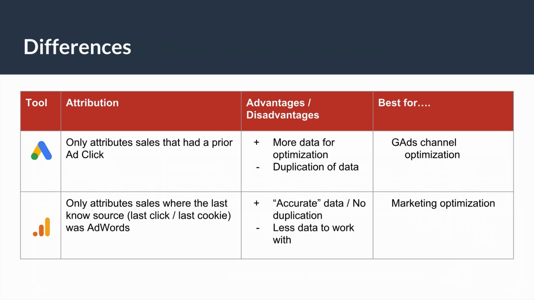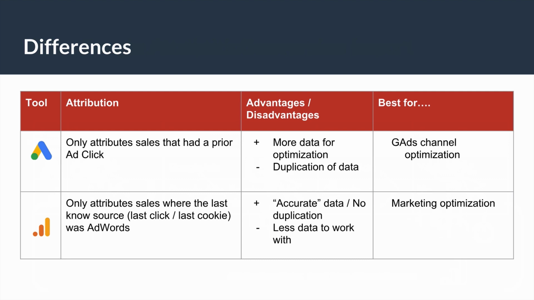Google Ads only attributes sales that had a prior ad click. So it only sees that prior ad click. It doesn't matter if there were any sources in between or anything that happened on the website, or if the session got terminated. It doesn't care about any of that. It only cares about the prior ad click and then the conversion.